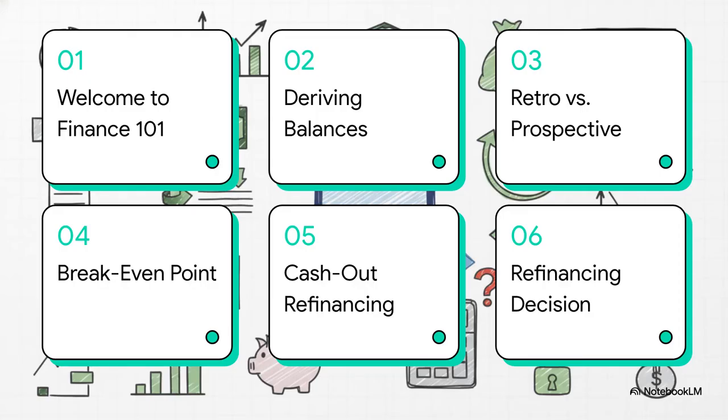So here's our syllabus for today's explainer. First, welcome to Finance 101. Second, deriving outstanding loan balances. Third, retrospective versus prospective methods. Fourth, calculating the break-even point. Fifth, advanced cash-out refinancing. And finally, number 6, evaluating the refinancing decision.